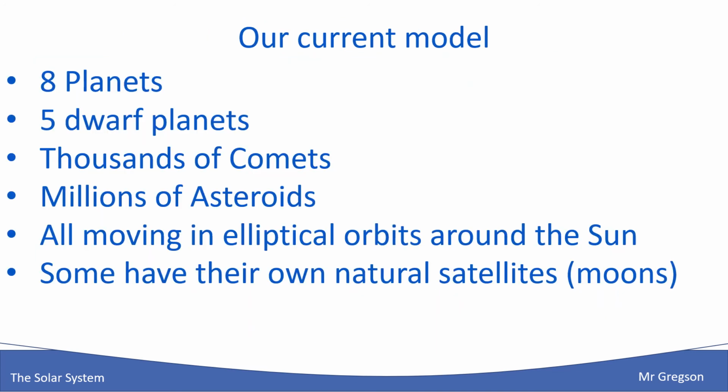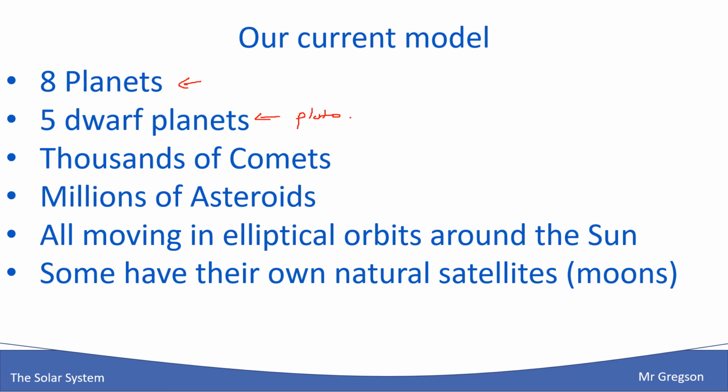So our current model, what we deal with is we have 8 planets, which we've already covered in quite detail. We have 5 dwarf planets. Now this also includes Pluto. Everyone always asks, where's poor Pluto gone? Pluto was a planet, but they decided it was too small, so it had to be a dwarf planet.